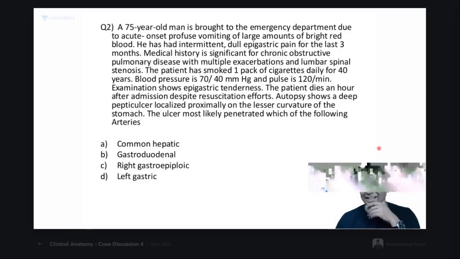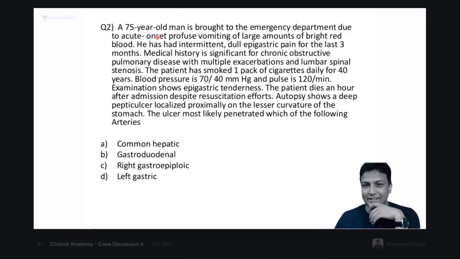Welcome here. A 75-year-old man is brought to the emergency department due to acute onset of profuse vomiting of large amounts of bright red blood. So he is vomiting blood. He has had intermittent dull epigastric pain. Second keyword, as I told you, in clinical cases: for the last 3 months, there is epigastric pain.